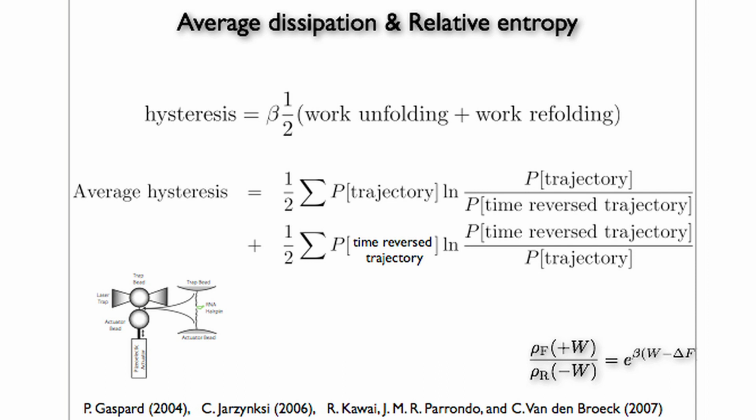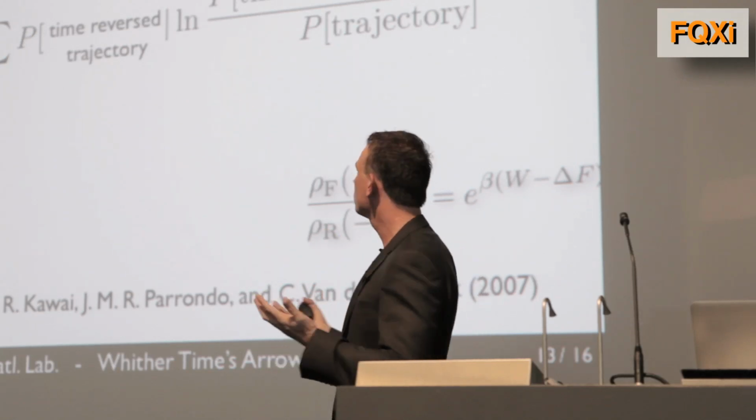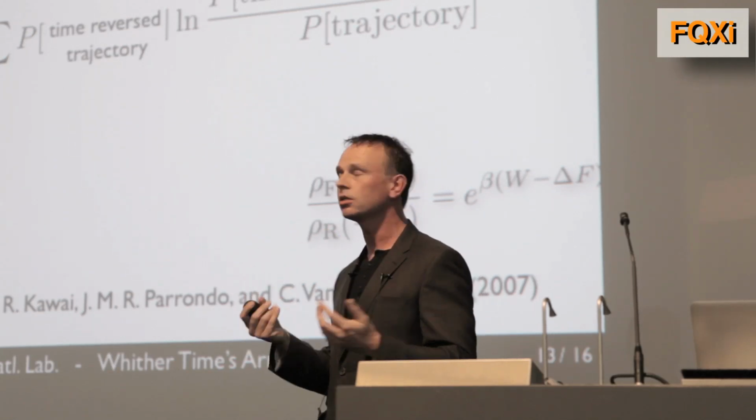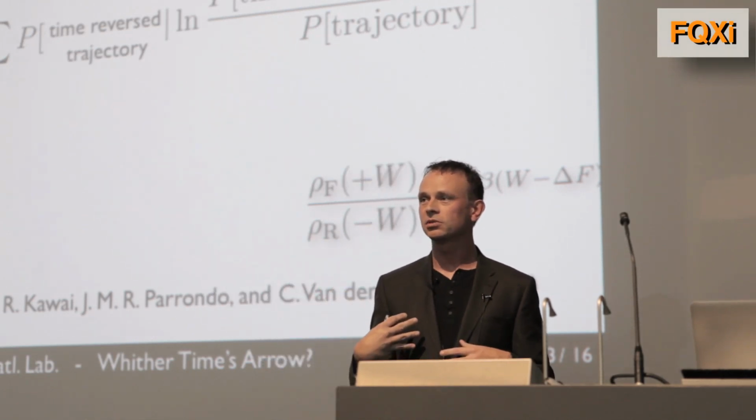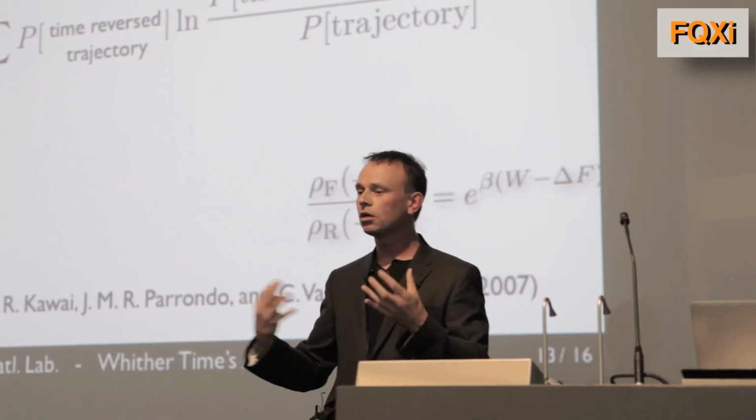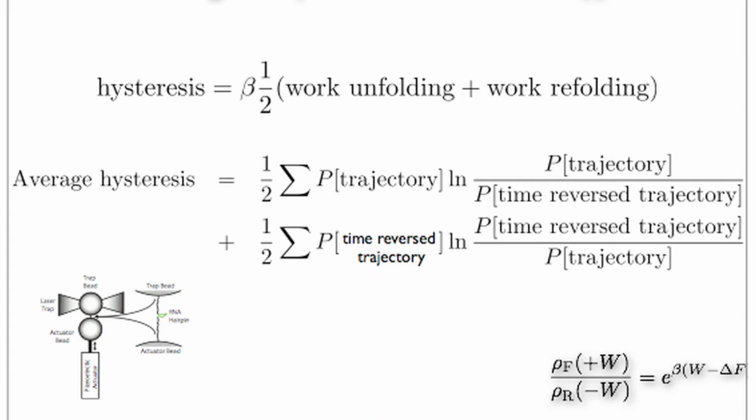One of the nice things is that I don't know how to measure entropy once we're out of equilibrium, which is very irritating. But we can measure all sorts of entropic measures if what we're measuring is an entropy relative between two ensembles of trajectories, the forward ensemble and the reverse ensemble. The average dissipation is actually just the relative entropy between the forward ensemble and the reverse ensemble. If we add up the dissipation in both directions, we basically get the hysteresis. The hysteresis is really just the Jeffreys divergence between the forward ensemble of trajectories and the reverse ensemble.